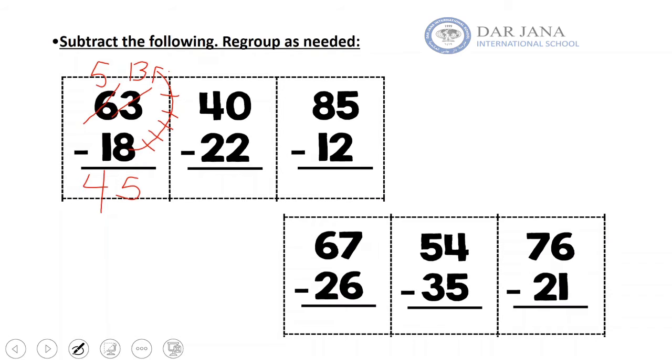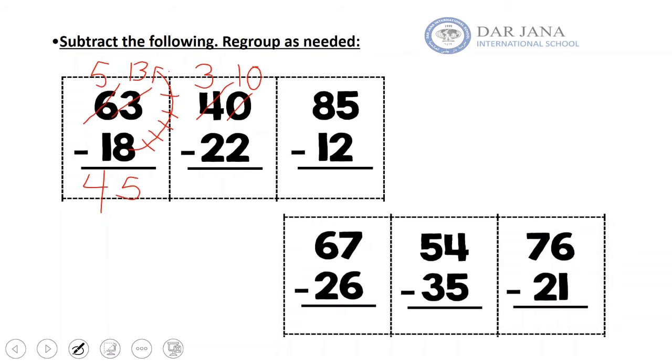0 minus 2. Can I say 0 minus 2? No. More on the floor, you have to go next door. So, let's go next door. The 0 will borrow 1 ten from the tens, from the 4. The 4 will be 3 and the 0 will be 10.